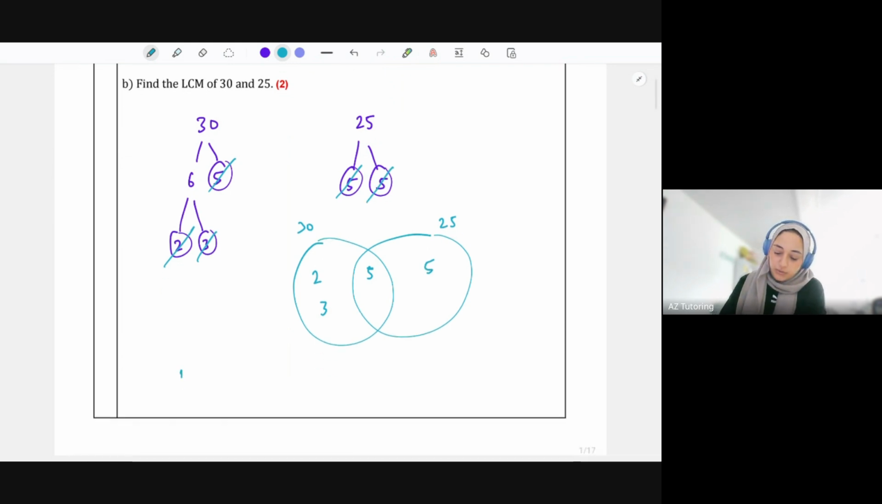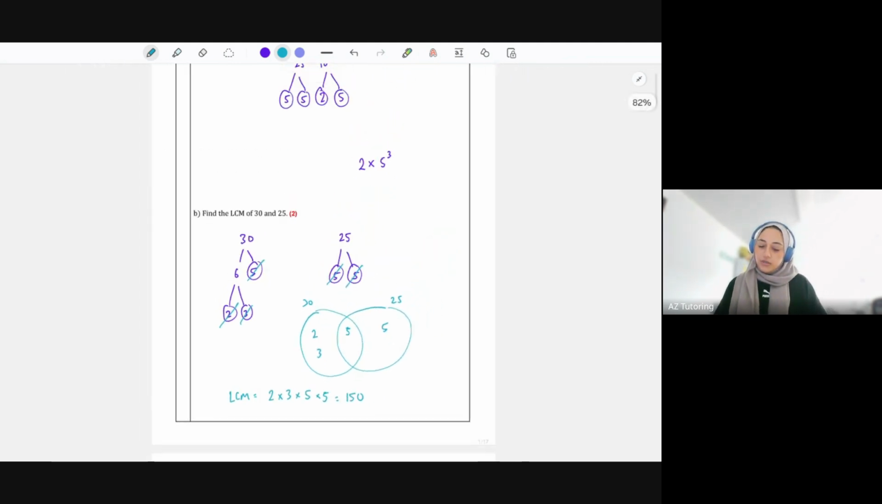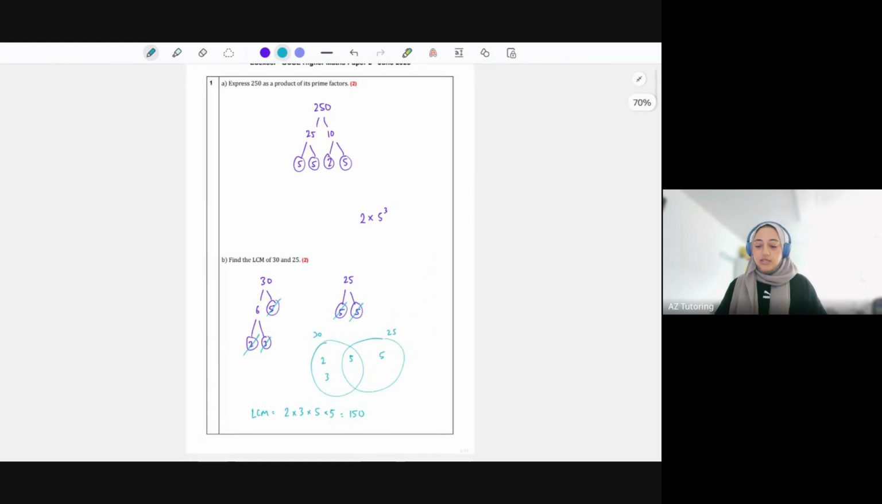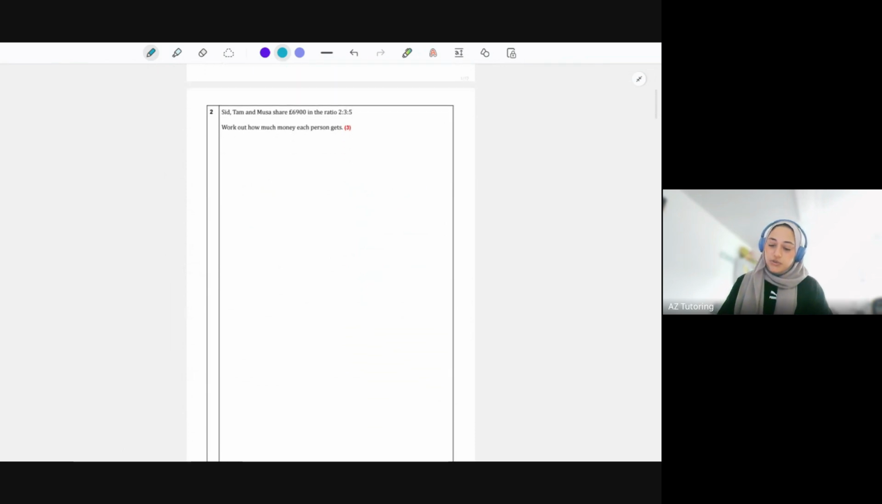Now to find the lowest common multiple, all we do is multiply these 4 numbers together. So 2 times 3 times 5 times 5. And that just gives me 150, which is the lowest common multiple. So that was question 1, nice and simple, a good way to start the paper. Let's move over to question 2.